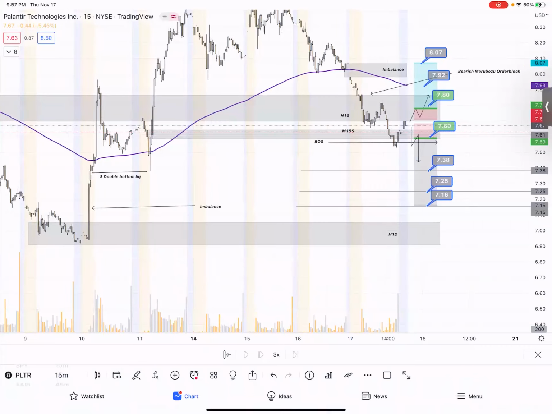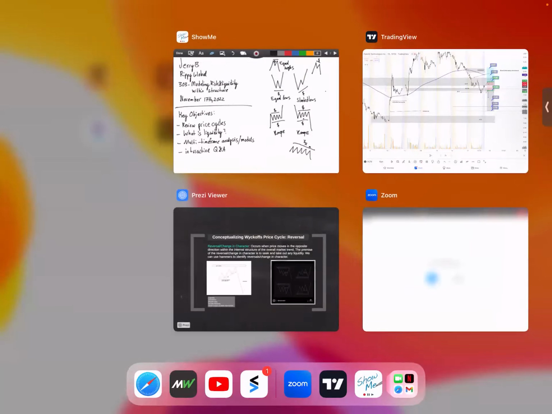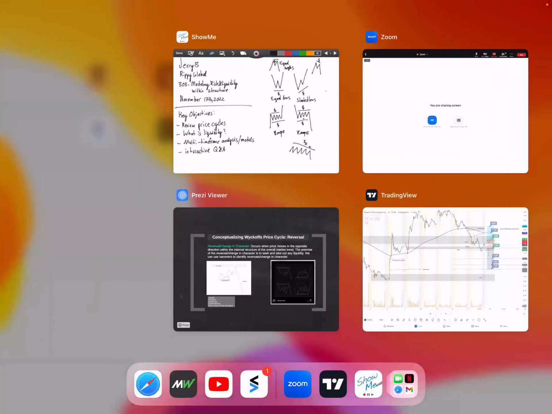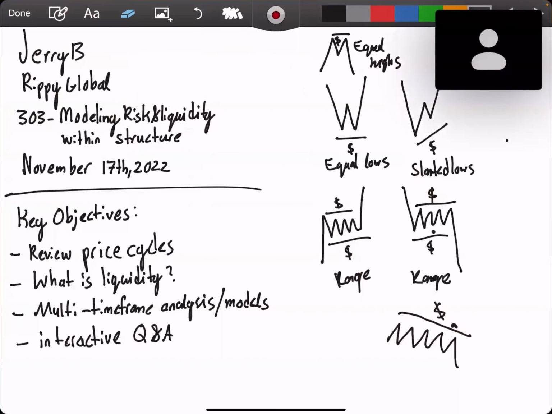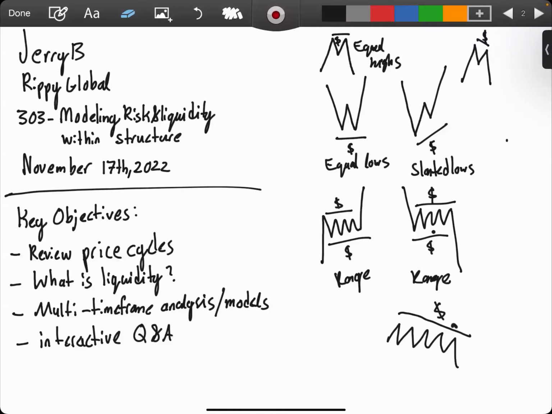All right, so just a quick recap. For today's session, we talked about price cycles. We went over liquidity. We did some multi-time frame analysis for target, a few trades for SPY as well as Palantir, and set up something for 0DTE for tomorrow. So if you all have any questions with regards to what we spoke about today, class number 202 or 101, feel free to type in the chat and let me know.